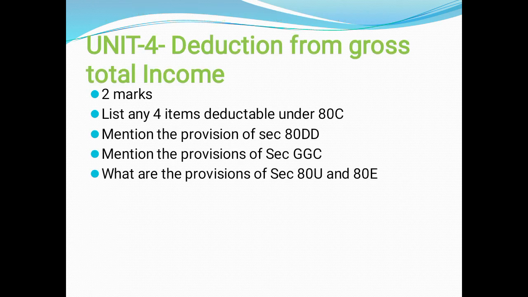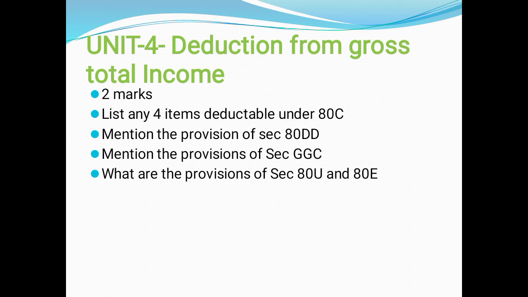And the fourth one, deduction from gross total income. So till now you have understood the income from salary, income from house property, income from capital gain, income from other source, and income from business or profession. After adding all the income, we'll call it gross total income. From this gross total income, we have to deduct certain allowances which are available to the people. Especially we'll call it deductions under section 80 CCC to 80 U.